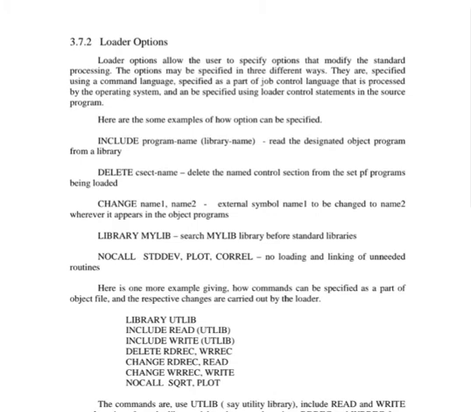Then loader options allow the user to specify options that modify the standard processing. The options may be specified in three different ways. They can be specified using a command language, specified as part of the job control language that is processed by the operating system, or specified using a loader control statement in the source program. So here are some examples of how options can be specified.